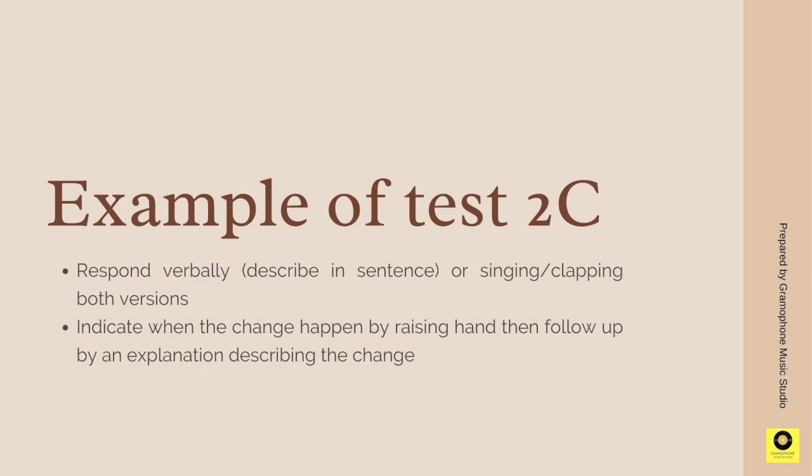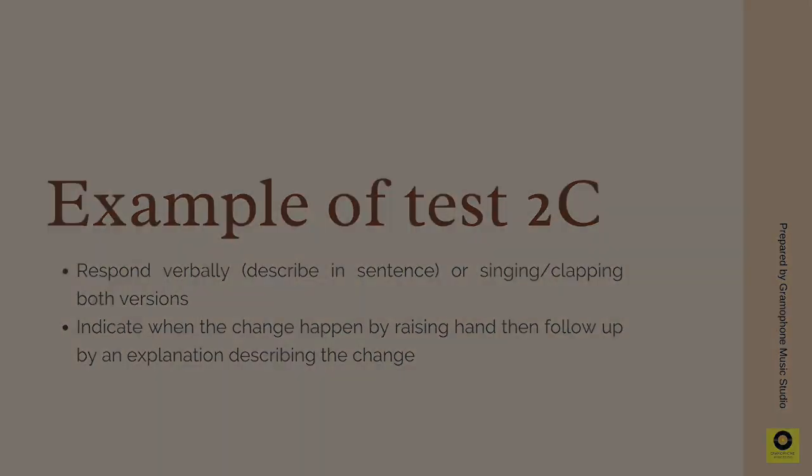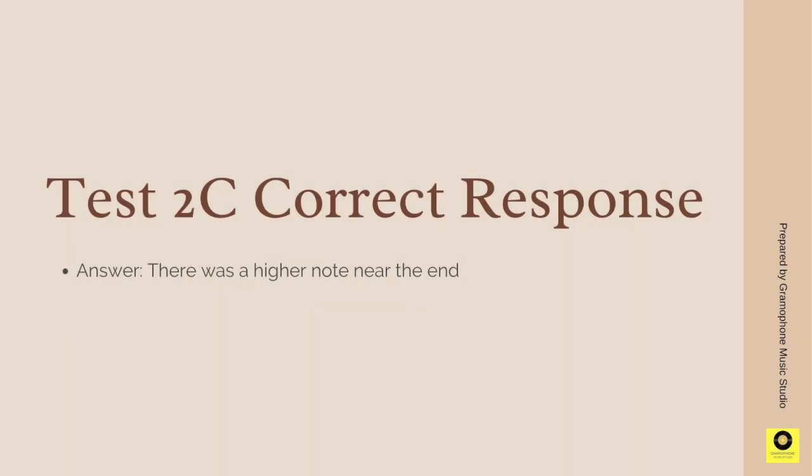Now I'll play a phrase twice, but with a change in either pitch or rhythm the second time. Tell me what the difference was. Here is the key chord and the tonic. 1, 2, 3, 4, 1, 2, 3, 4. And now with a change. How is it different? There was a higher note near the end.